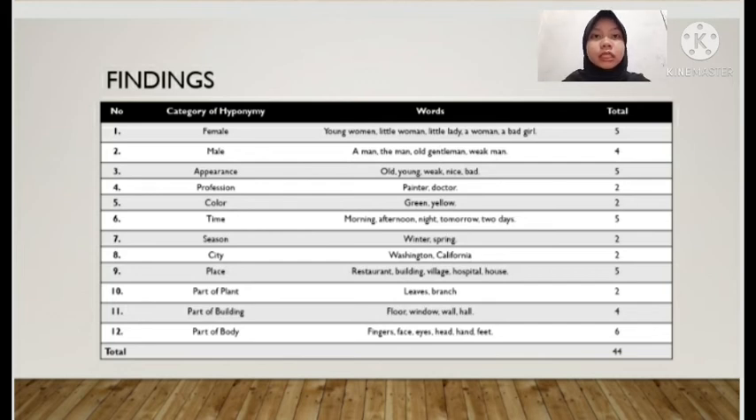based on the data, it can be seen that the hyponymy category of part of body is the most dominant found in the short story The Last Leaf, whereas the least dominant hyponymy categories found are profession, color, season, city, and part of plant.